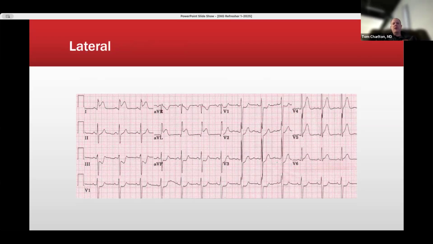A lateral MI, this one's a little subtle because we don't really see true ST elevation out here in V6, but you get over here to 1 and AVL, and it's pretty clear that you've got ST elevations there. And reciprocal changes: we've got them in the inferior leads. We've also got them in the anterior and septal leads.